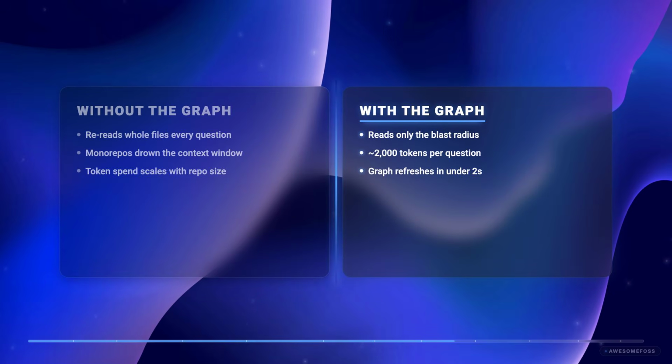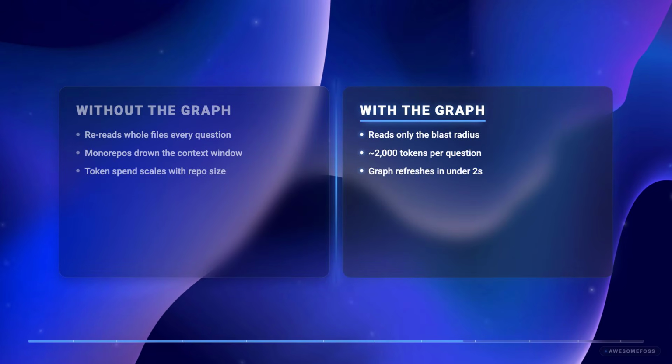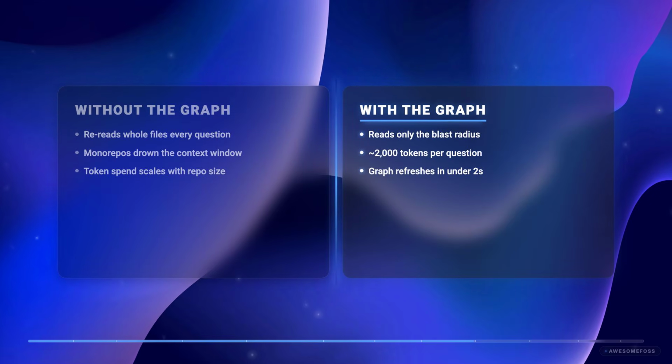And in CI, a GitHub action posts risk-scored PR reviews as a single sticky comment, built and queried entirely on your own runner. Set the fail on risk flag, and that review becomes an actual merge gate for the changes the graph flags as dangerous.